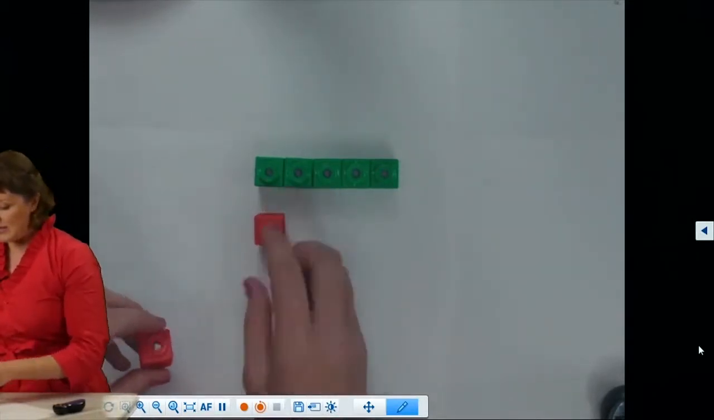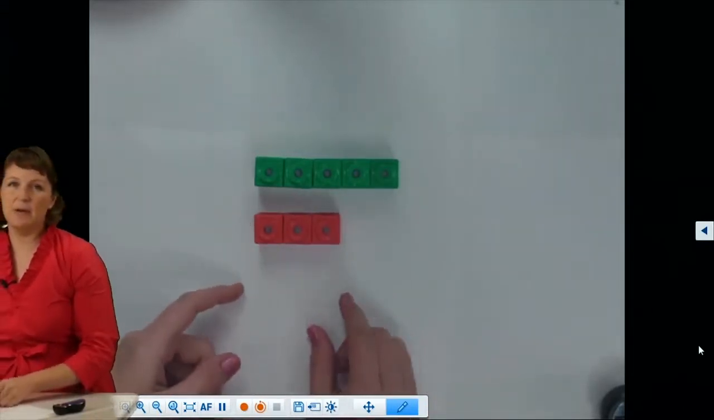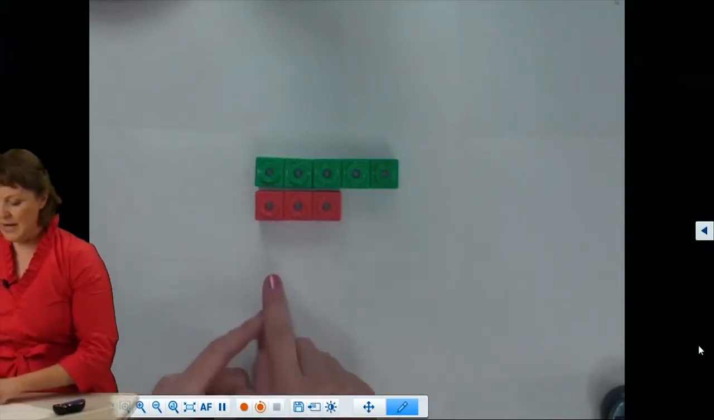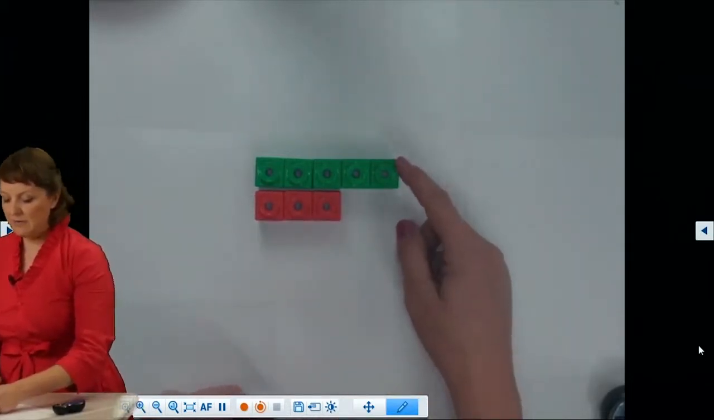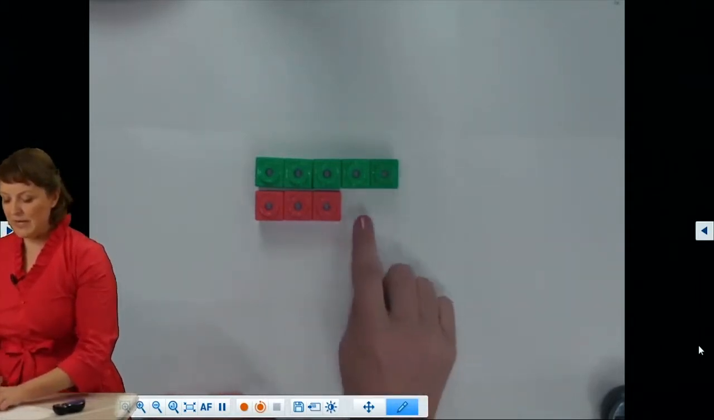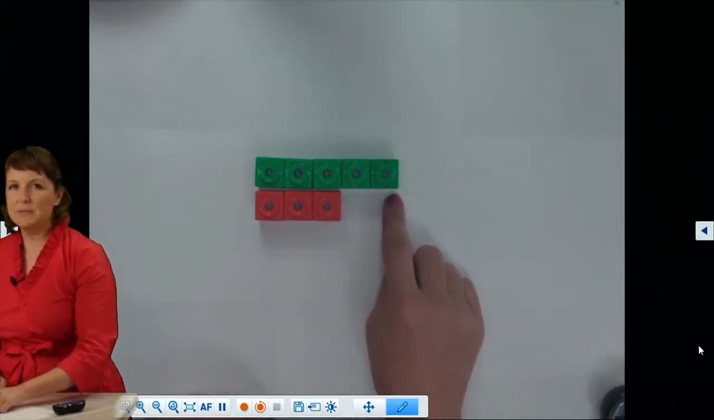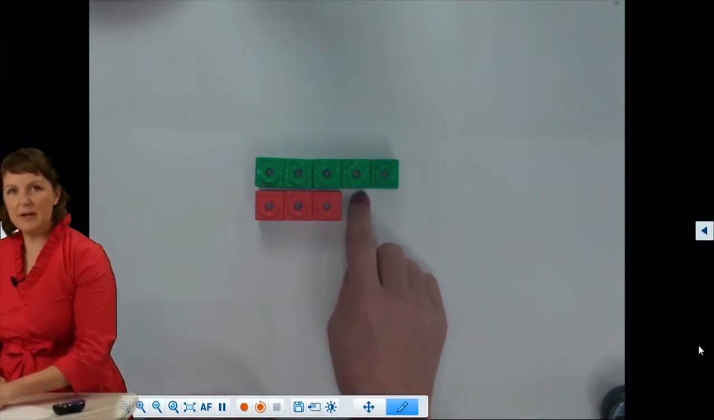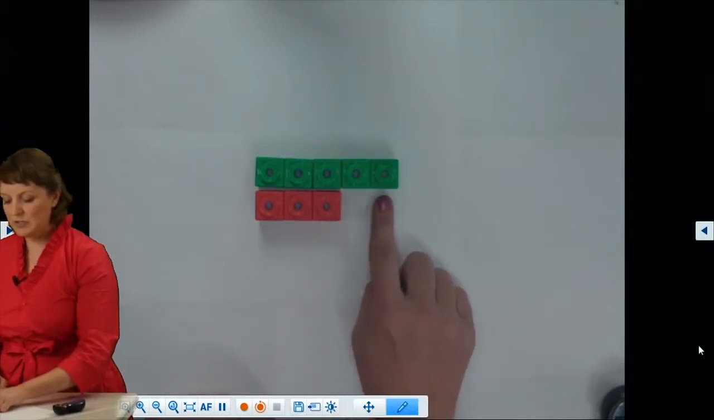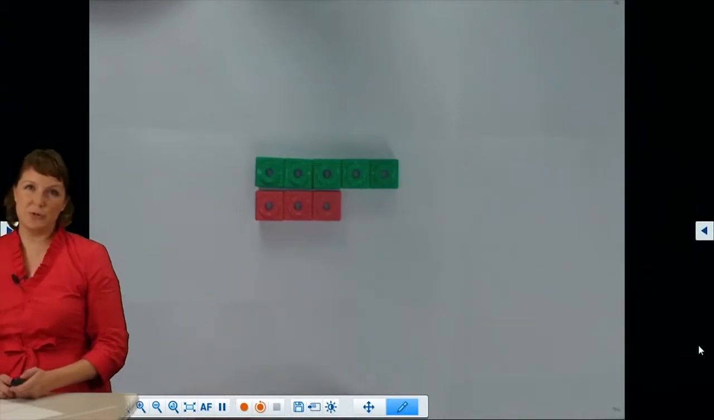And then I need to subtract 3, all right? Now remember, this time I'm not using the takeaway model, I'm using the comparison model. So I got out 3 cubes, and I'm going to compare them here. So I have 5 green cubes and 3 red cubes. And this time, 5 minus 3, I want to figure out the difference or compare the difference between these sets. And it's this area right here. So what is the difference between these sets? It's 1, 2 cubes. So 5 minus 3 equals 2.